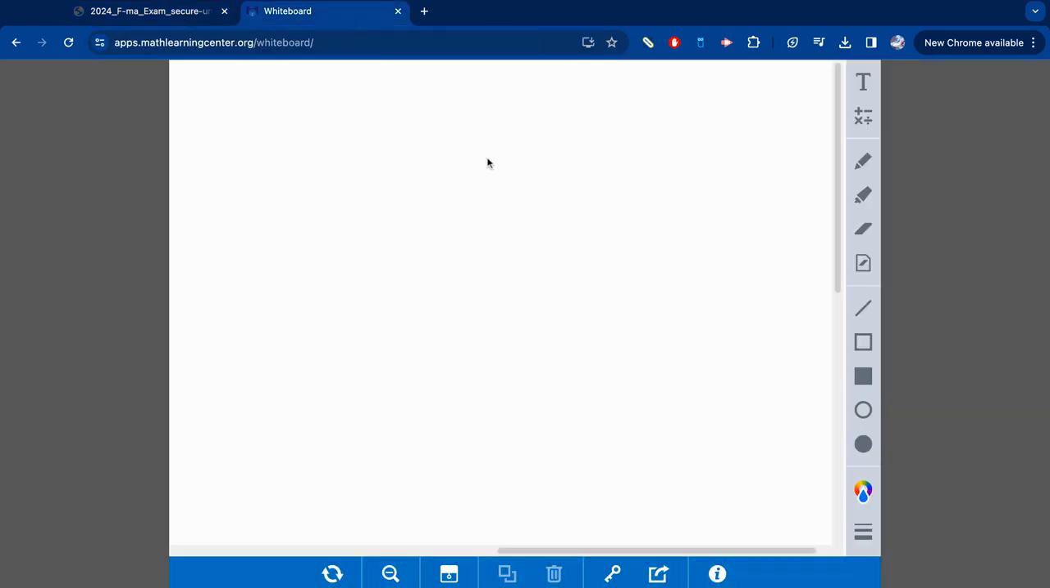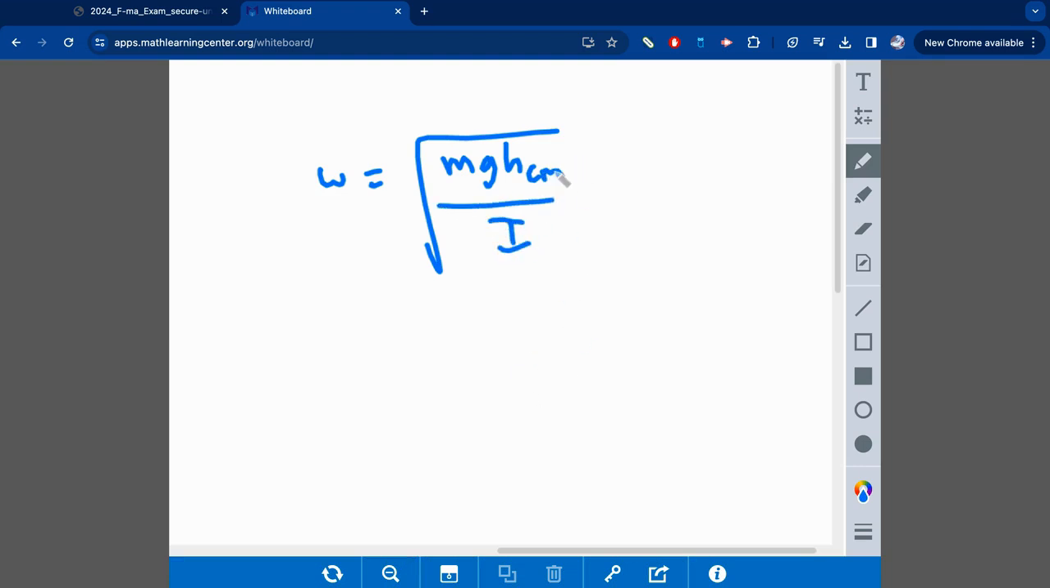So the formula for the angular frequency of small oscillations for an object is omega equals root mgh over I, where h is the vertical distance of the center of mass from the axis about which it's being rotated.